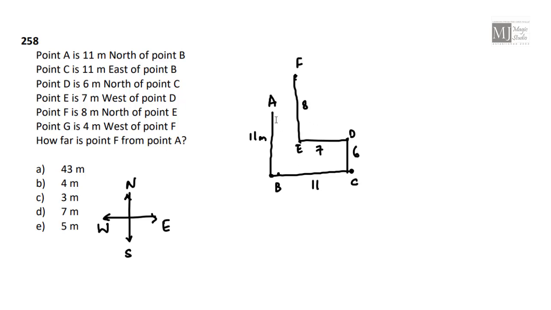And this length is 8. 8 plus 6 is 14, but this is 11. G is 4 meter west of F. West means towards left. 4 meters, 7 plus 4 is 11. In line with A is G with 4 meter.